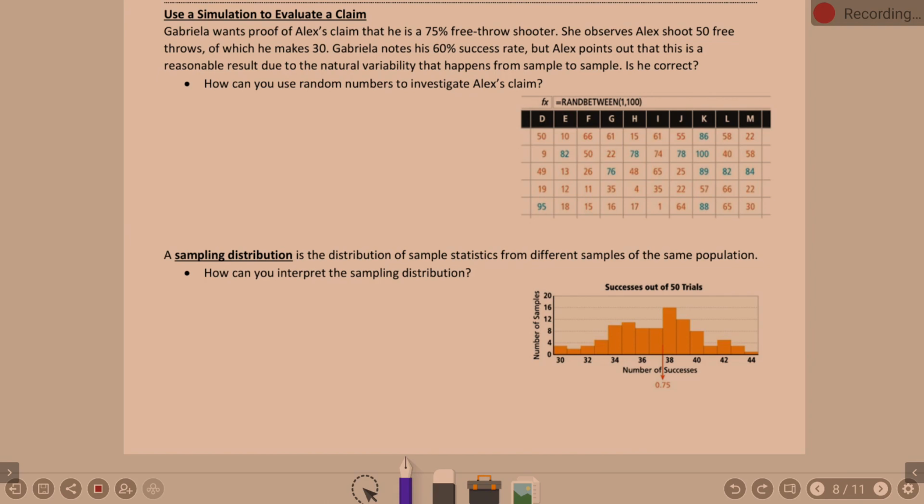So in this scenario, Gabriella wants proof of Alex's claim that he is a 75% free throw shooter. She observes Alex shoot 53 throws, of which he makes 30. Gabriella notes his 60% success rate. But Alex points out that this is a reasonable result due to the natural variability that happens from sample to sample. Is he correct?